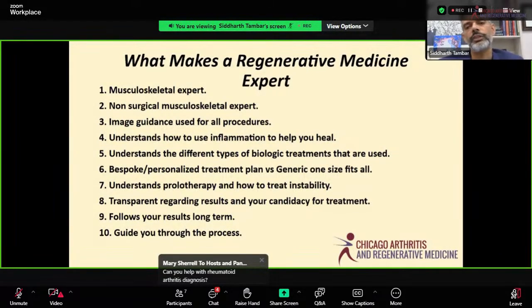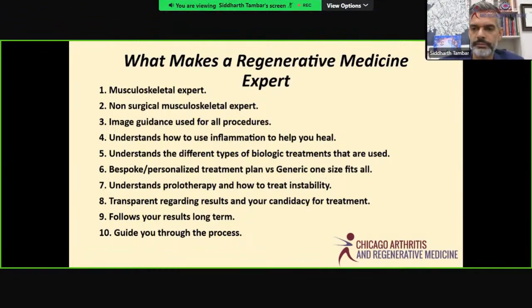We talked earlier about what makes a regenerative medicine expert. There's a lot, right? All this is required. And if your physician does not have this, then you're not getting the right treatment.